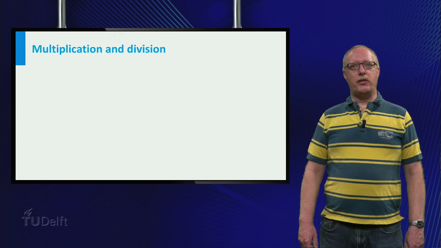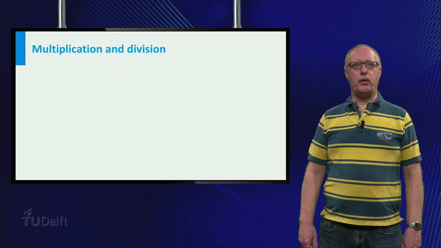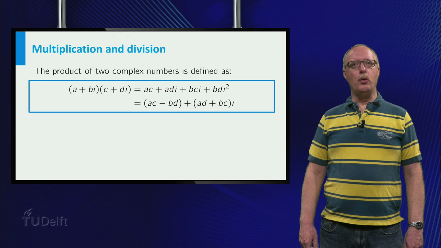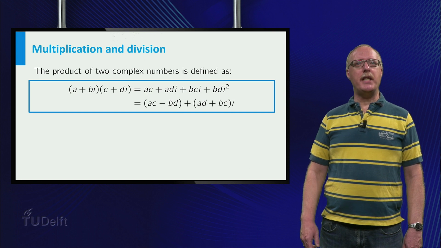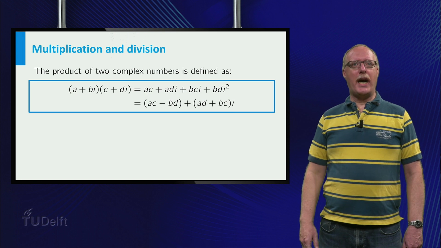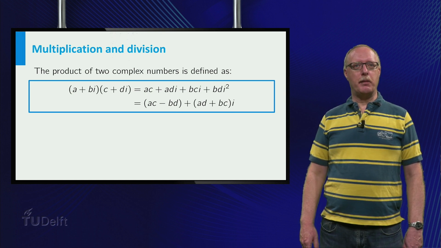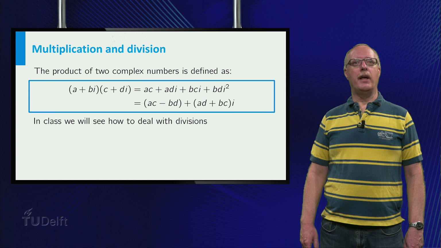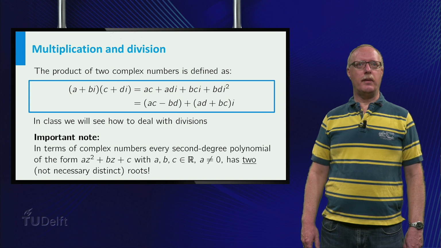Besides addition and subtraction, it is also possible to define the multiplication and the division of complex numbers. The product of two complex numbers is defined by expansion as shown. Here, i squared equals -1, which leads to the real part, a times c minus b times d, and the imaginary part, a times d plus b times c. In class we will see how to deal with divisions.